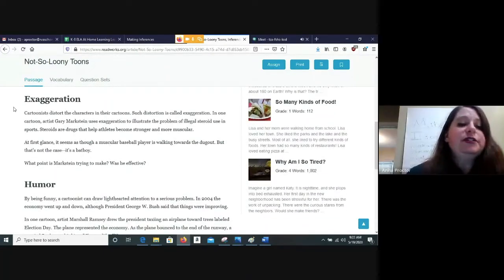Exaggeration. Cartoonists distort the characters in their cartoons. Such distortion is called exaggeration. In one cartoon, artist Gary Markstein uses exaggeration to illustrate the problem of illegal steroid use in sports. Steroids are drugs that help athletes become stronger and more muscular. At first glance, it seems as though a muscular baseball player is walking towards the dugout, but that's not the case.